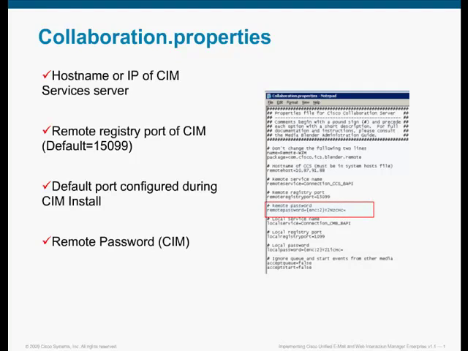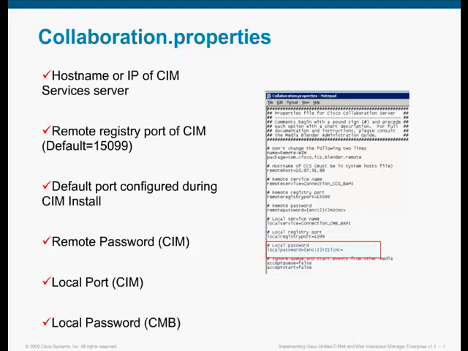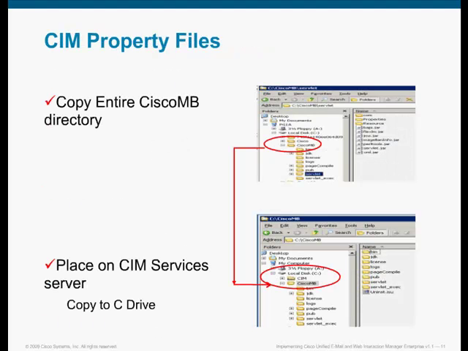Enter the remote password, which will be the CIM password. After the Media Blender has started, the password will then be encrypted in this file. The local port for CMB, the default value here is 1099, and then next configure the local password for CMB.